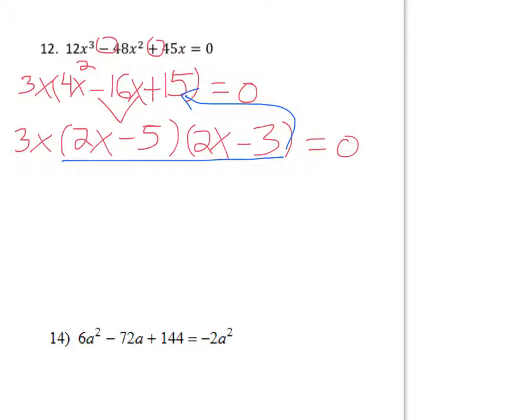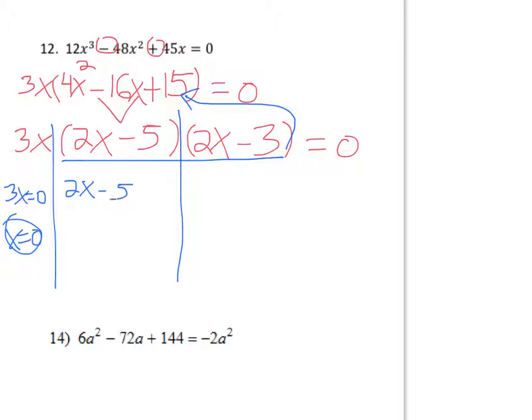And then what's going to wind up happening, I actually have 3 factors. I'm going to split this up. I have 3x, 2x minus 5, and 2x minus 3. Set all of them equal to 0. Now if I set 3x equal to 0, well that's just going to be 0, because 3 times 0 is 0. If I set 2x minus 5 equal to 0, well that would be a two-step equation. You would add 5 to both sides and then divide by 2. So this x would be 5 halves.